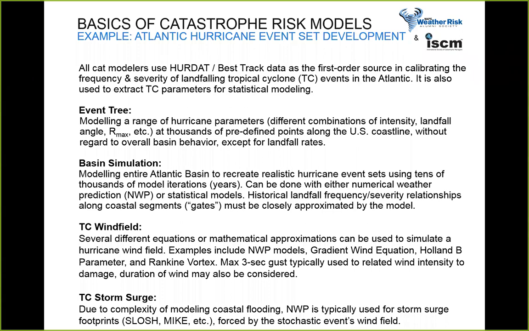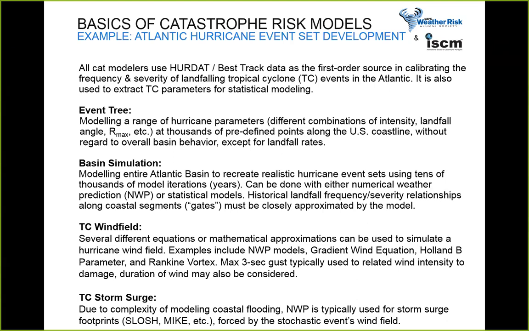So they also use best track data to extract dozens of different parameters from the historical record for statistical modeling. Some examples might be direction of motion over a certain area of the ocean, speed of motion over a given latitude, longitude box over the ocean, so on and so forth. So with creating the event set itself, there's a couple of primary methodologies that are used by the model vendors.